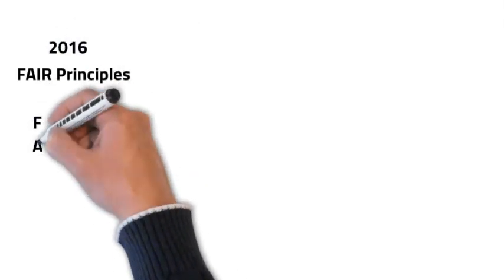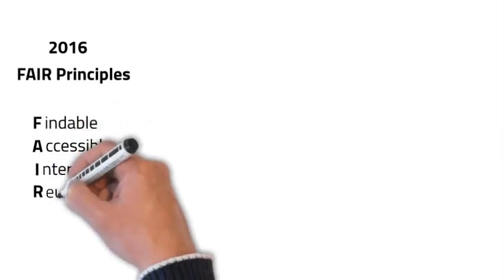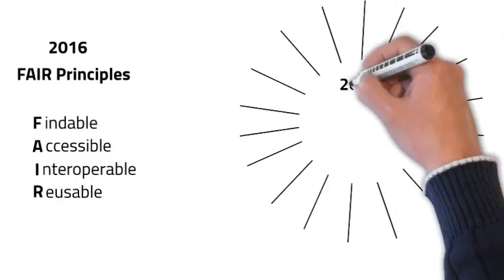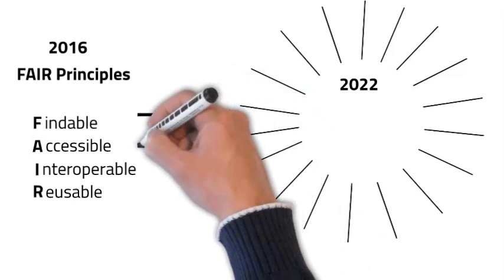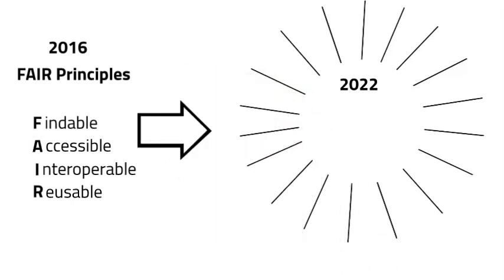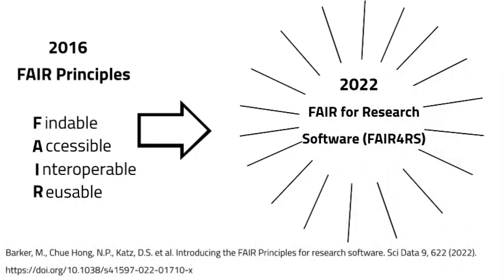The FAIR principles, first published in 2016, aim to make data findable, accessible, interoperable, and reusable. In 2022, these principles were extended to include specific recommendations for research software. The extensions are known as FAIR for Research Software, or FAIR 4RS.